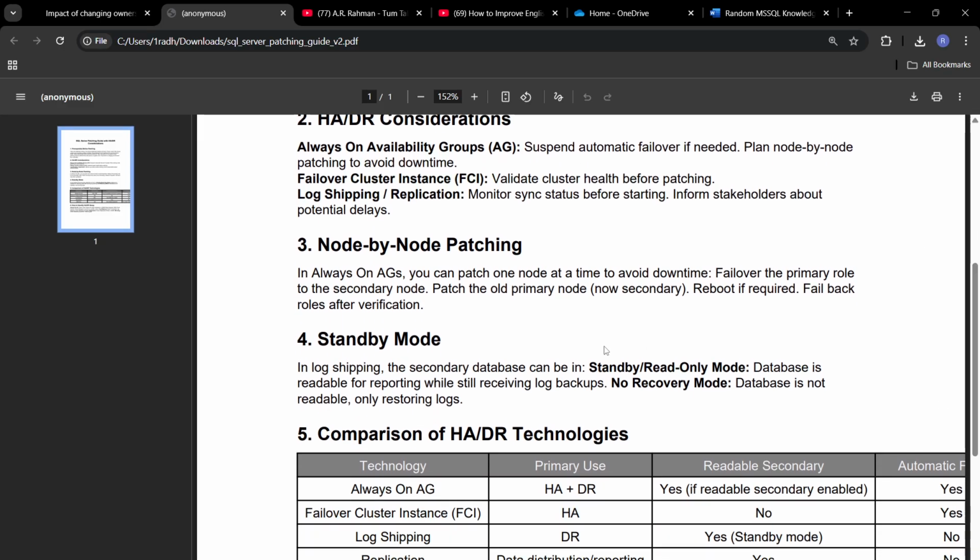Now, what is node by node patching? In node by node patching with Always On, you can patch one node at a time to avoid downtime. Fail over the primary role to the secondary node, the same as I talked about earlier, then patch the old primary, now the secondary, reboot if required, and fail back the roles after verification. The same as I discussed with you a few minutes back.